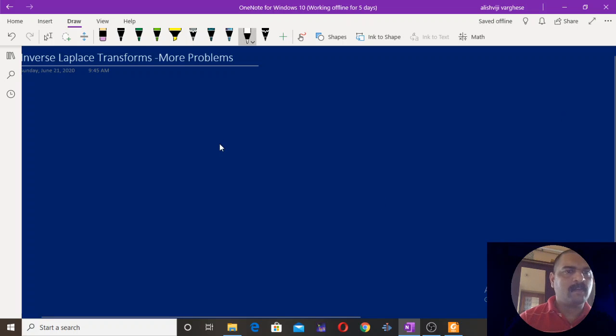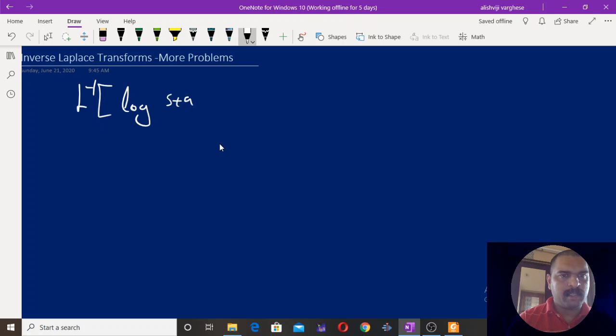In this session, we're going to have a few more problems in which we calculate inverse Laplace transforms using some different methods. So let's start with a simple problem in which we calculate the inverse Laplace transform of log (s plus a) divided by (s plus b). And remember, so far we don't have any function for which the Laplace transform is logarithm of something.